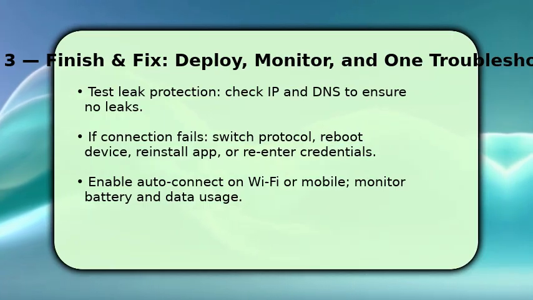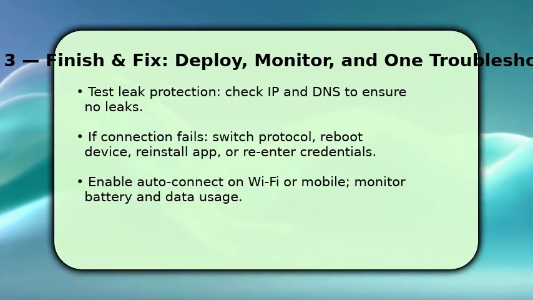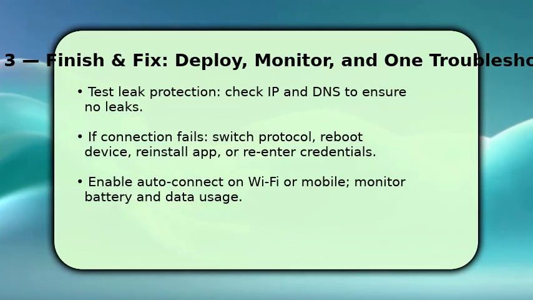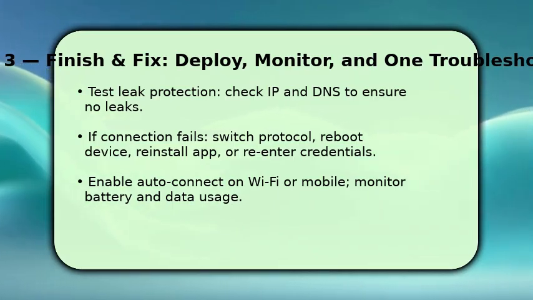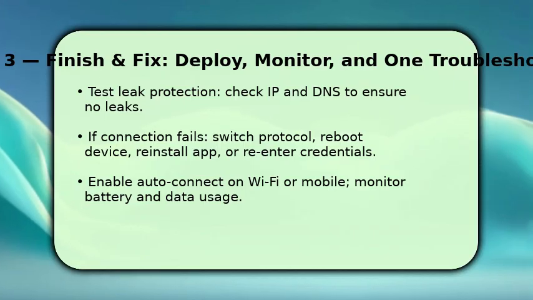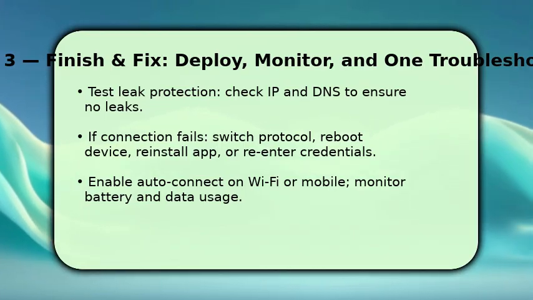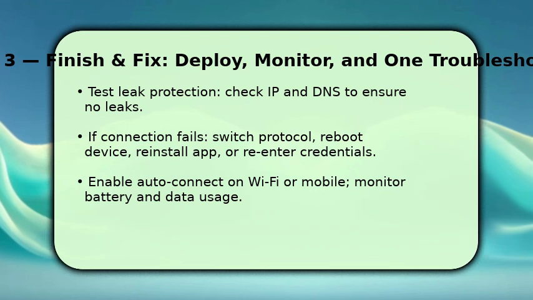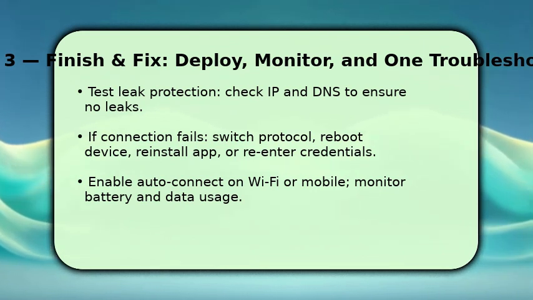If the VPN won't connect, first switch protocol, then reboot the Xiaomi device. Next, reinstall the app or re-enter credentials carefully. Make sure battery optimization isn't blocking the VPN app. Once fixed, enable AutoConnect for trusted networks and monitor data use. If problems persist, contact provider support with logs and exact error messages for faster resolution.